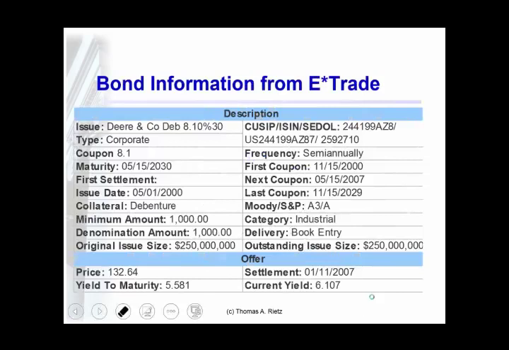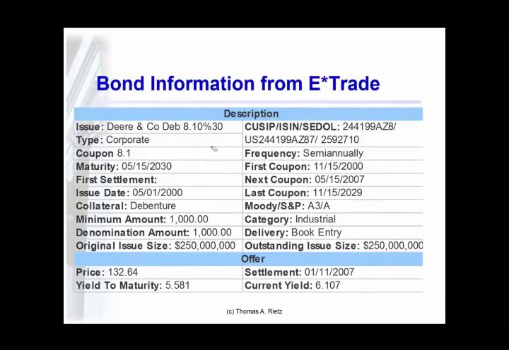So I'm going to take a look at a bond. I got a bond quote here from E-Trade a while back. This is a Deere bond. The issue is Deere and Company. It's a debenture here and here. And this means that it's an unsecured lending. The coupon is 8.10 here and here. We will get that coupon every 6 months, so half of it every 6 months.